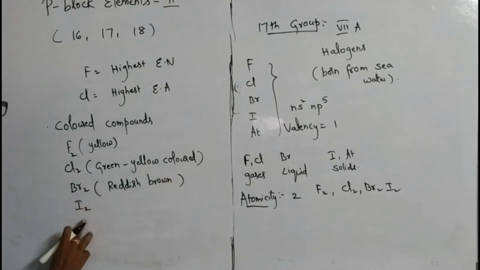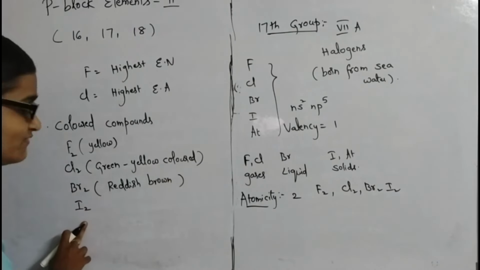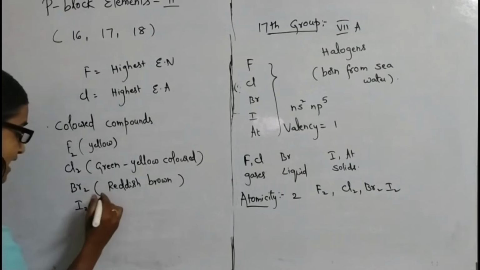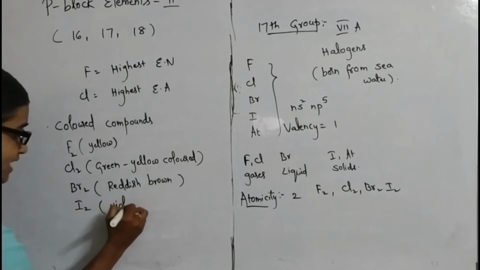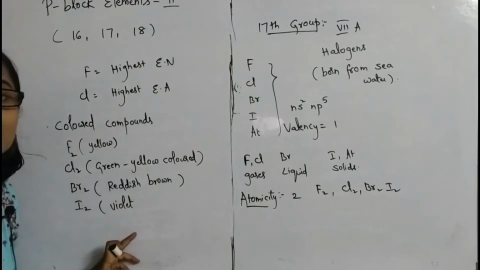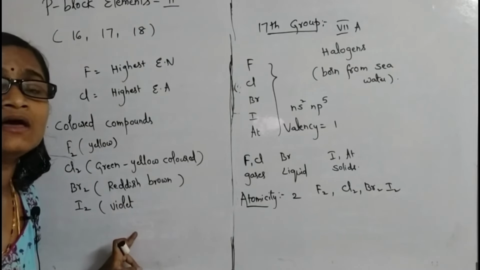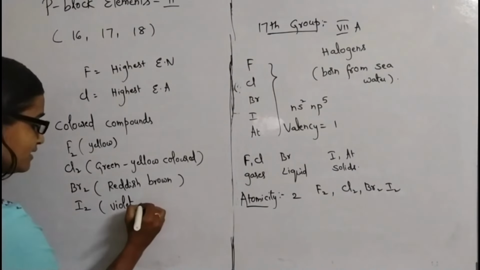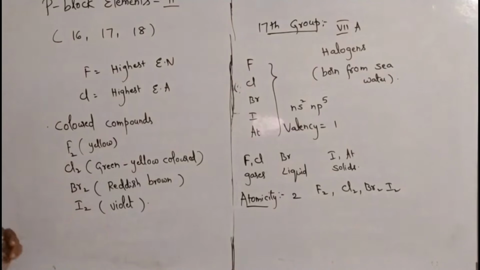And iodine vapors, if you might have seen iodine vapors, they appear as violet colored vapors. You will find violet vapors if you are burning iodine crystals. Violet colored compounds of iodine will form. So like that, they have the tendency to form colored compounds.